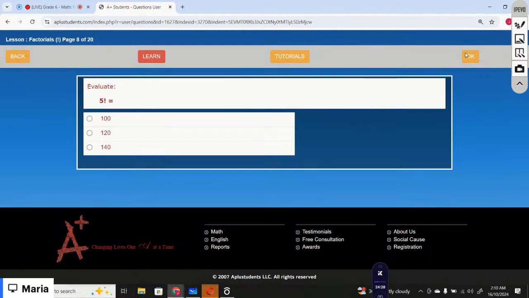The next one is 5 factorial, which is the correct option. The correct option is, very good, 120. Okay, you can complete the lesson by yourself later today. Let's just move on to the next lesson.